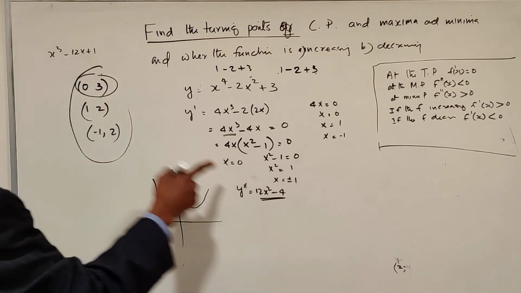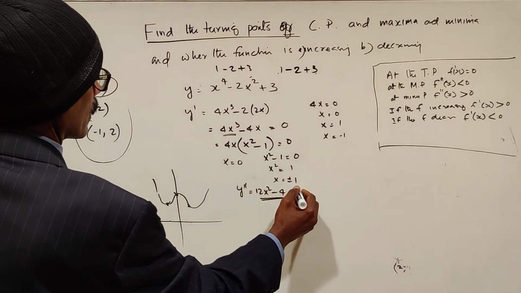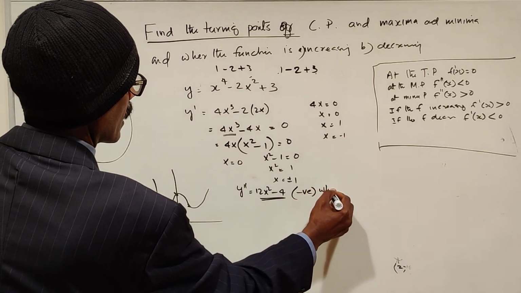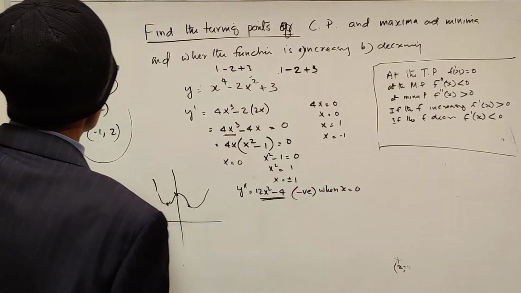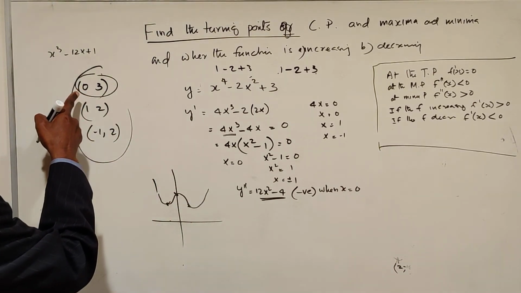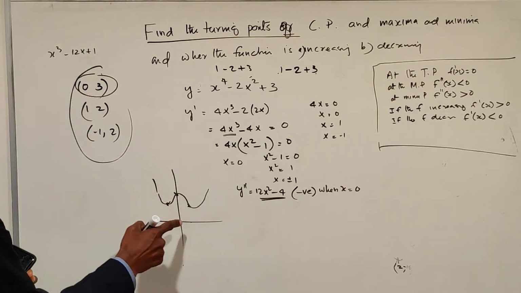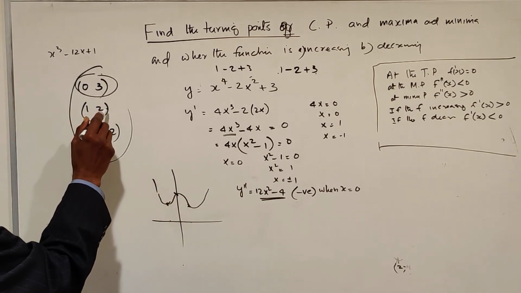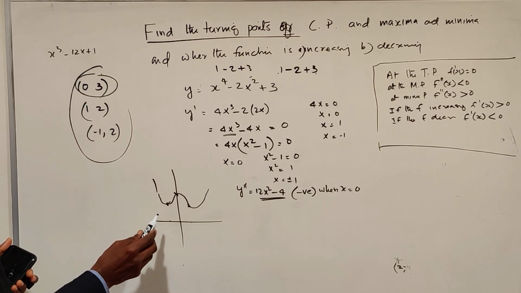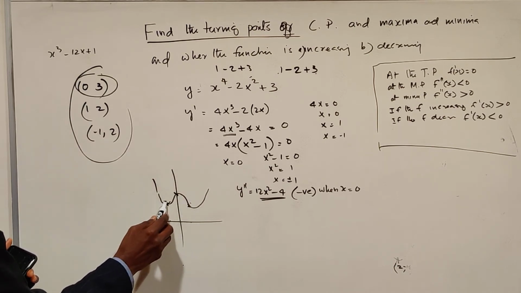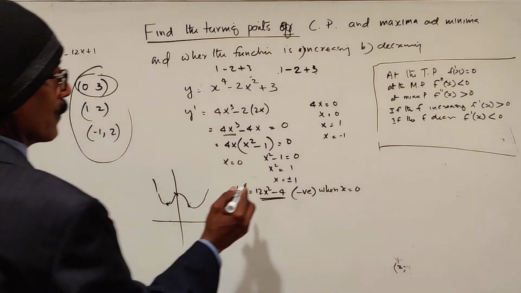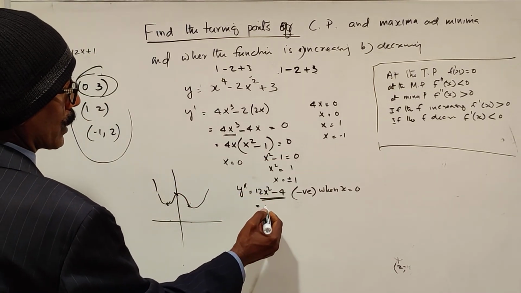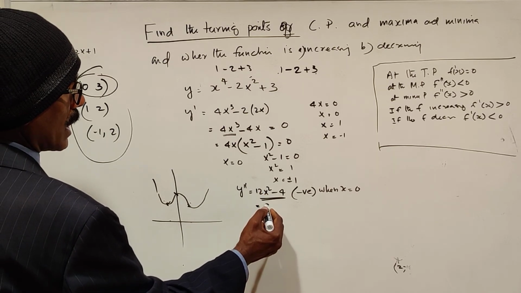When you substitute 0 here, you get negative. Negative when x is equal to 0. That is, this point is a maximum point. Where is 0, 3? This is a maximum point. Correct. 0, 3 is a maximum point. Then 1, 2. Let us check. 1, 2, when x is equal to 1: 12 minus 4. 12 minus 4 is 8.